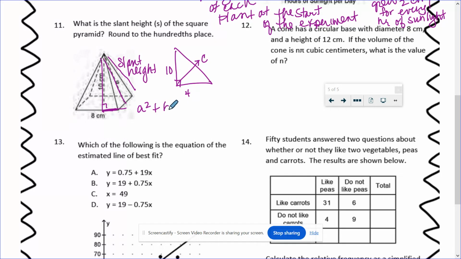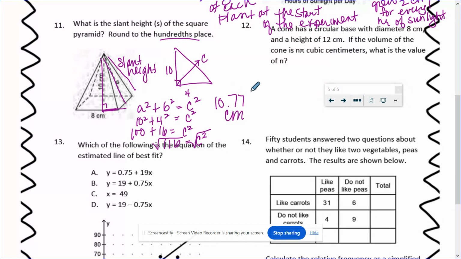So a squared plus b squared equals c squared. So 10 squared plus 4 squared equals c squared. So 100 plus 16 equals c squared. So 116 is c squared. And take the square root of both sides. We're rounding it to the hundredths place, which would be 10.77 centimeters.